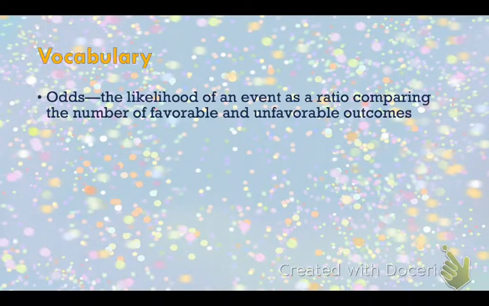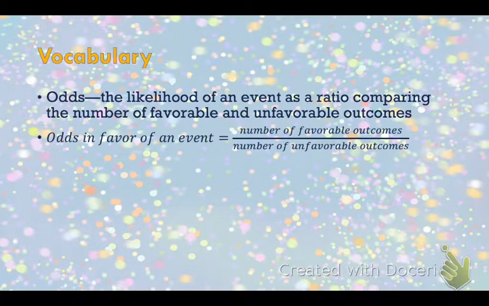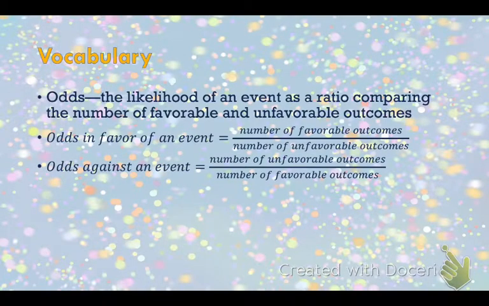All right, so when we look at probability, we also oftentimes hear somebody talking about the odds. The odds describe the likelihood of an event as a ratio, comparing the number of favorable and unfavorable outcomes. So when we're looking at the odds in favor of an event, it looks pretty similar. Number of favorable outcomes, but now notice the wording of the denominator changed to the number of unfavorable outcomes instead of the total possible events here. Odds against the event is the same thing, but the fraction is the reciprocal, or flip-flopped.